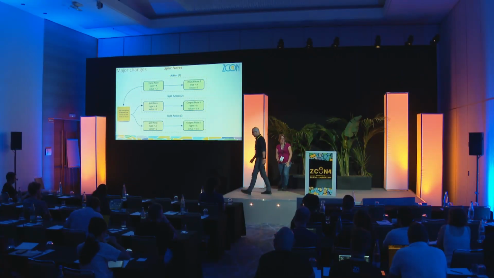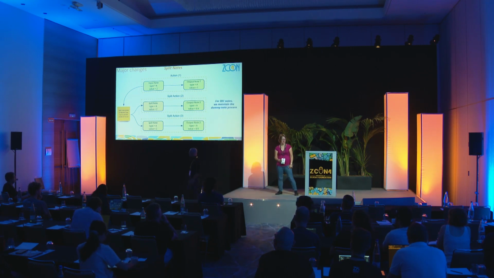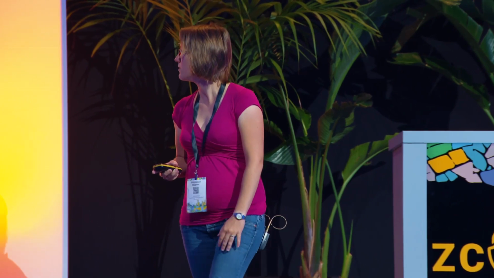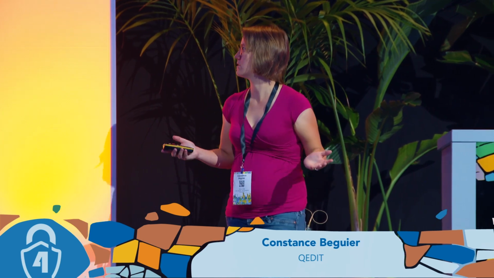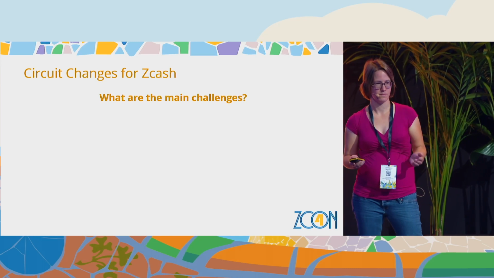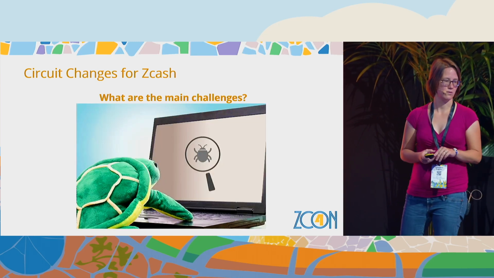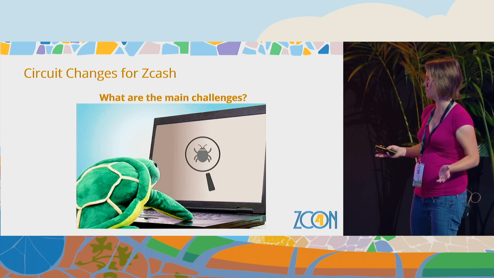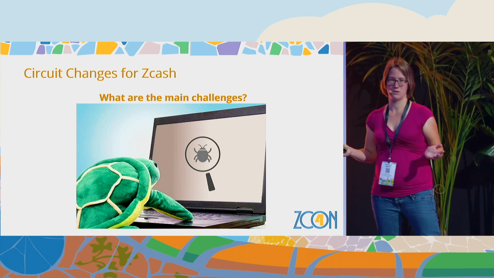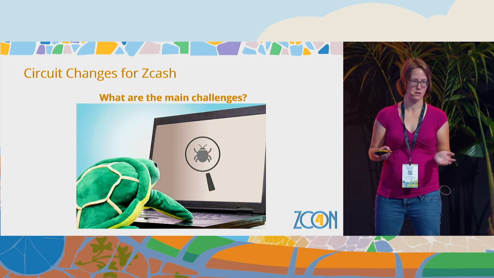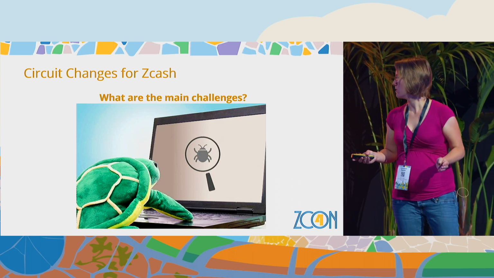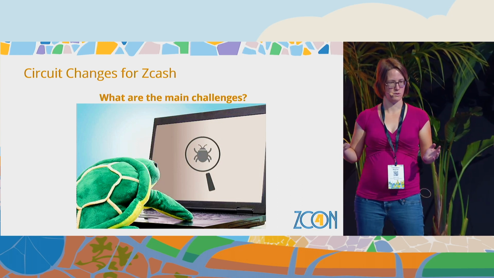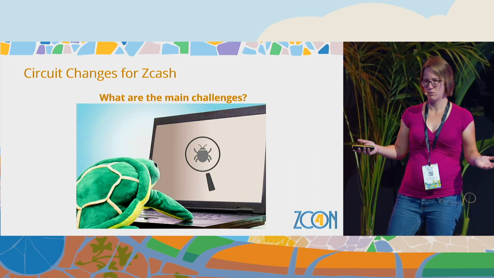Thanks, Pablo. So I will present the circuit changes for Zcash. When we are implementing a new feature in a cryptocurrency such as Zcash, what are the main challenges? Users would like two things: security and speed. Security is of utmost importance, because without security, attackers could steal money. And speed is also really important, because if a transaction is too slow to be validated, users would like to use another cryptocurrency.